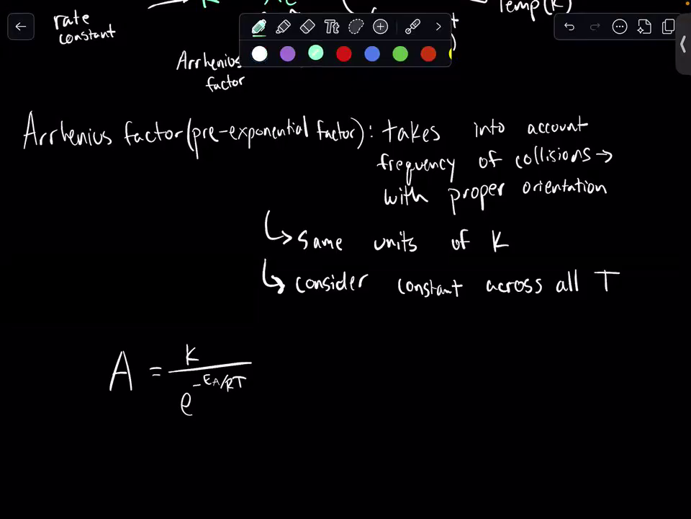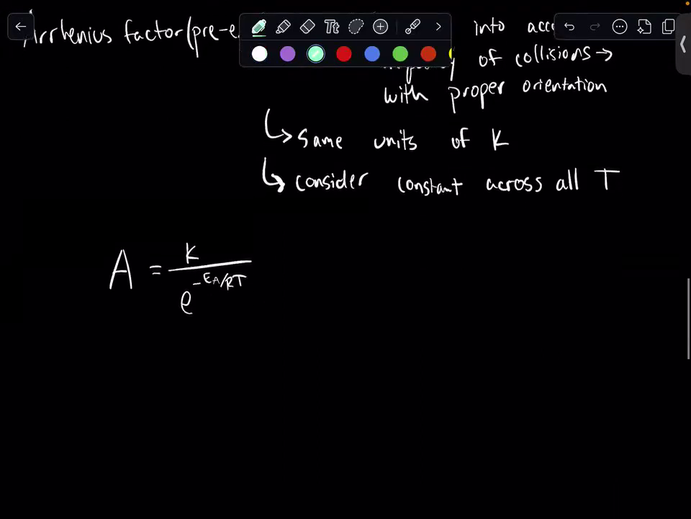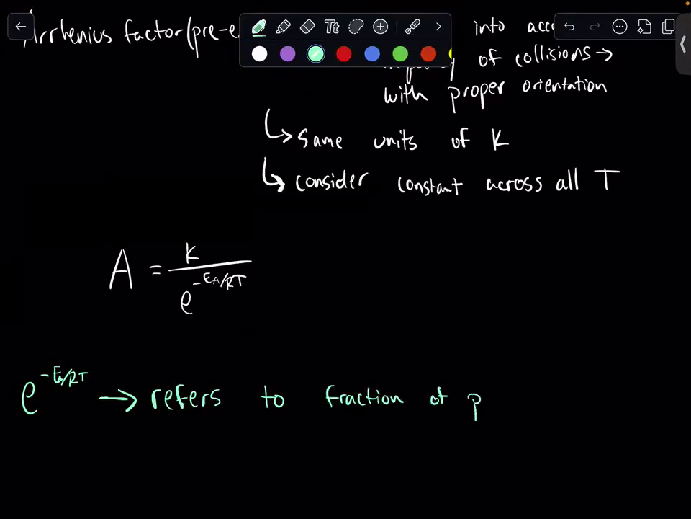Now, the next part is, what is the other half of this K? So what is therefore our e to the negative EA over RT? So if A accounts for the collision with proper orientation, this section that starts with Euler's number actually refers to the fraction of particles with energy greater than or equal to our activation energy.